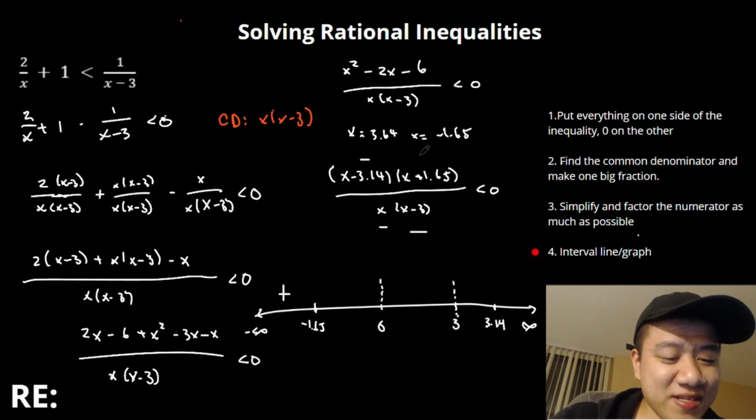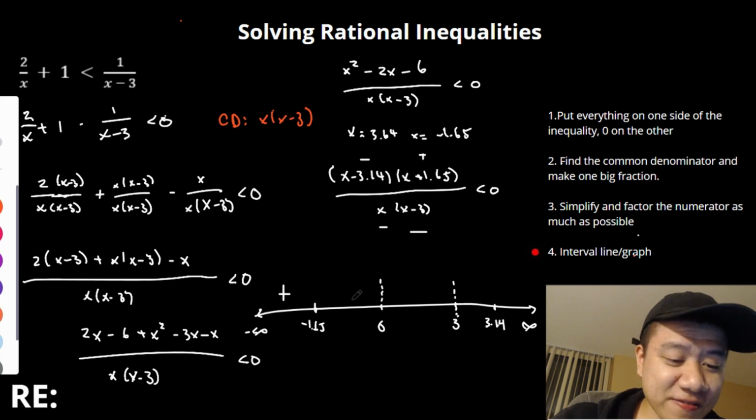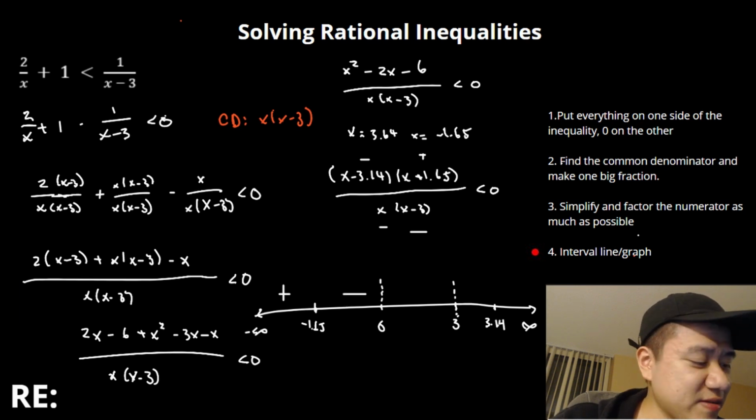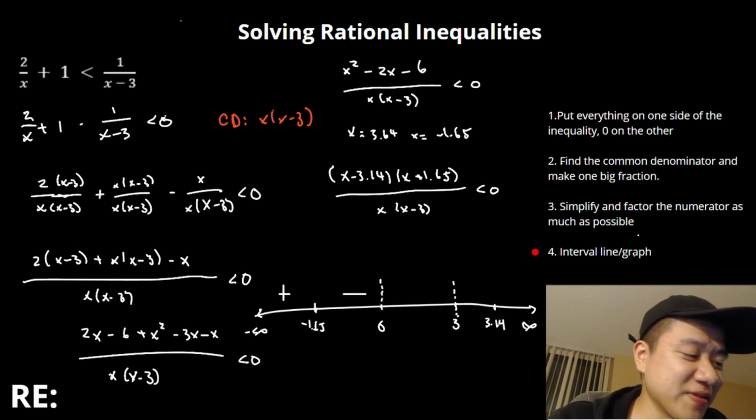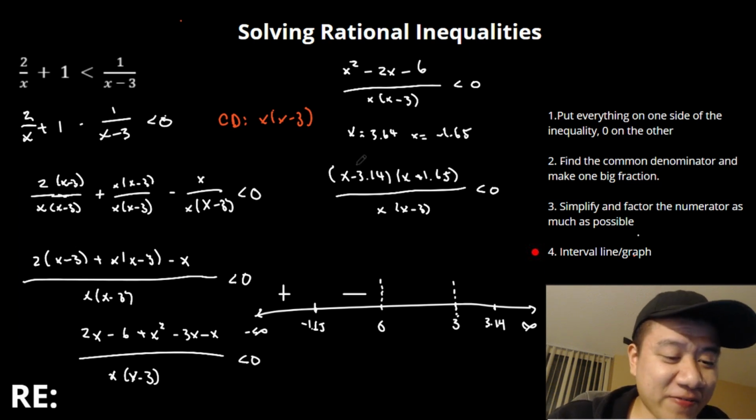Negative 1 plus 1.65 is some positive number. So since we have 3 negatives over here and a positive, overall it's going to be negative. Sweet. Yeah, so the reason why we can do this is we just need to figure out if the number is positive or negative or not.